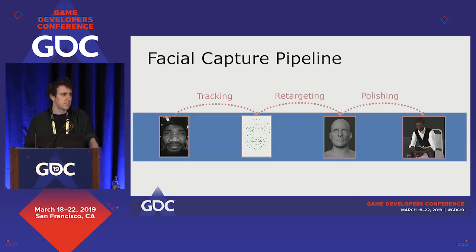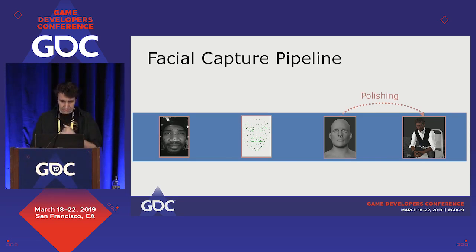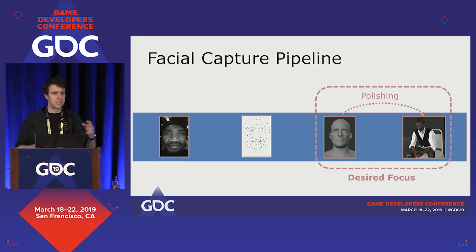And there's the final stage of polishing where an animator takes the retargeted result, they take the reference video, and they try and improve the quality of the animation to add all the nuances, all the details, and give it the most expressiveness. And all these stages, other than polishing, are really just things we have to do to get to where we want to be. So we'd much prefer if we could focus our time on this final stage.